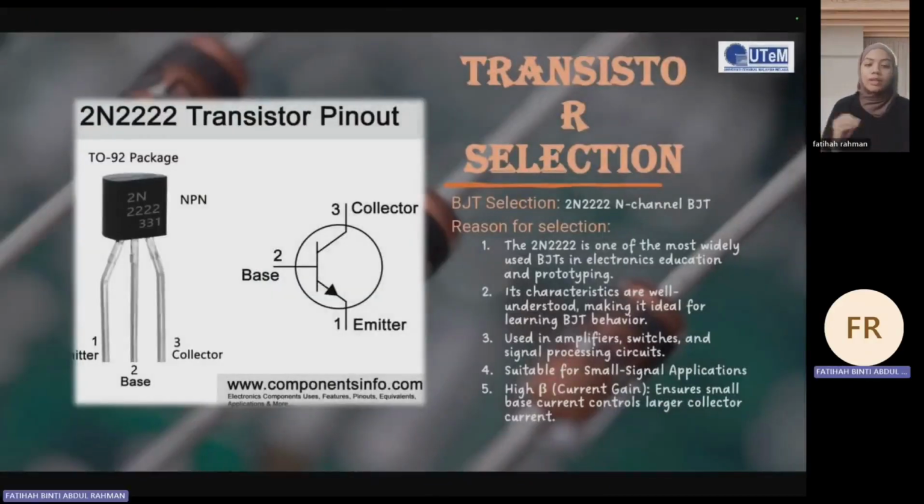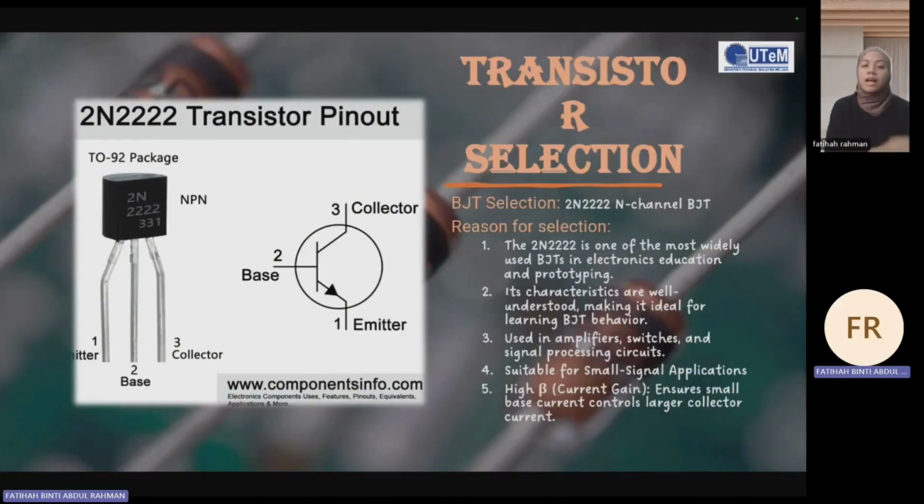Transistor selection. We selected the 2N2222 NPN BJT for this project. This is one of the most widely used transistors in electronic education and prototyping. Its popularity comes from its well-understood characteristics, making it ideal for learning and analysis. It's frequently used in amplifiers, switches, and signal processing. It's suitable for small signal applications.